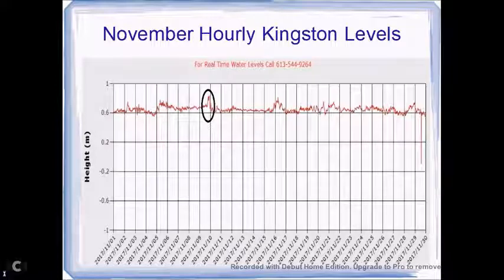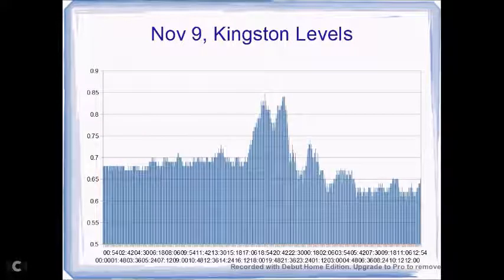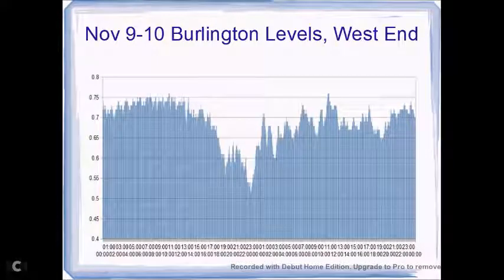Once again, in November, we have the hourly Kingston levels. We'll have a look at the big peak on November 9th. With a similar wind profile, we see quite a similar double-peaked sesh. Kingston is at the east end of Lake Ontario, and with a strong west wind piling up water at that end, you can see the equal and opposite drop in levels at Burlington at the west end of the lake.